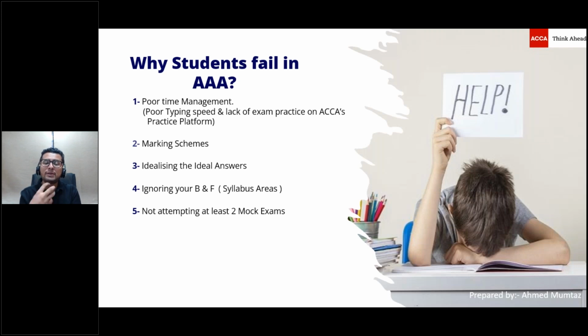Another important reason why students fail this exam so much is they do not attempt the mock exam. I encourage and request all of you to make a plan, and the plan should be that you attempt at least 2 mock exams, and one of the mock exams should be in the month of May, and the other mock exam should be in the month of June.